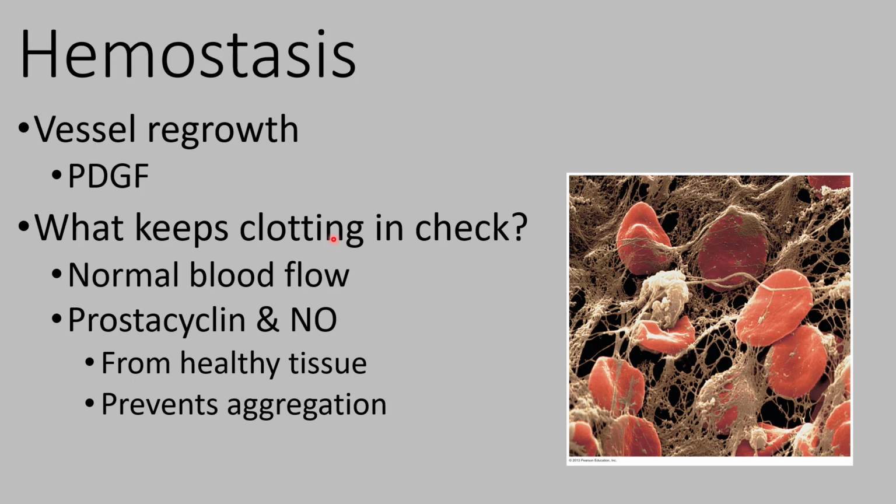Well, I kept saying that the blood flow carries some of those things off, and that's important. Normal blood flow carries away all of those different clotting factors so that they're building up in a small area, but it's not just building up all over the body. We keep circulating and we keep moving those factors away so that they don't just keep interacting with each other. Healthy tissue also releases something called prostacyclin and nitric oxide, and these things prevent aggregation of platelets.